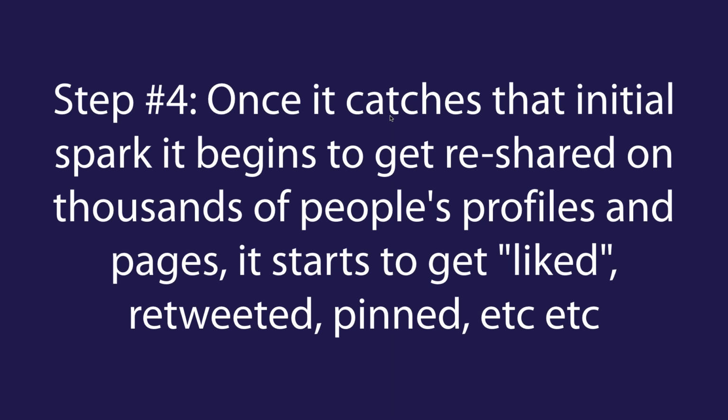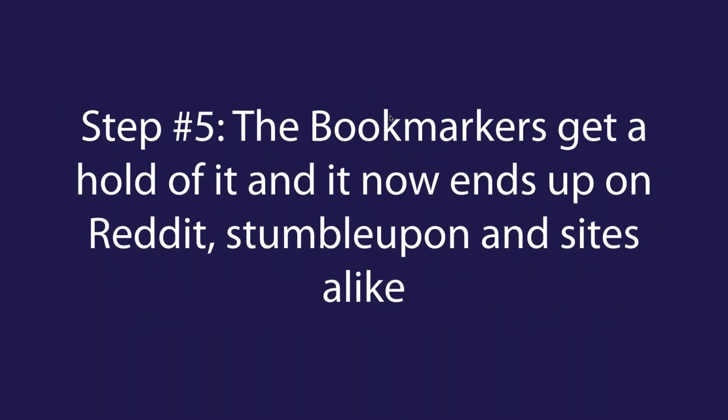Step number 4, once it catches that initial spark, it begins to get reshared on thousands of people's profiles and fan pages. It starts to get liked, retweeted, pinned, etc. So the social signals part starts to take place. Then in step number 5, the bookmarkers get a hold of it, and it now ends up on Reddit, StumbleUpon, and sites alike. So the natural progression is: content gets published, that author shares it on their social profiles, it gets that initial spark, then a bunch of social signals and shares on social media profiles. And then the bookmarkers get a hold of it, and now it's all over these bookmarking sites.